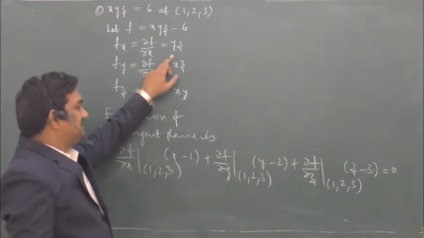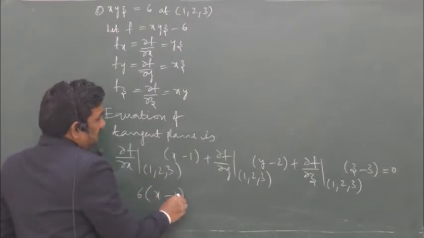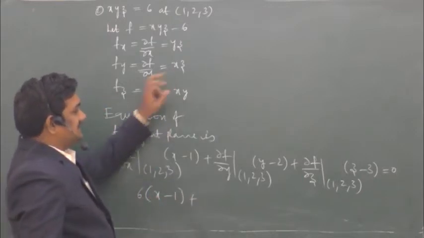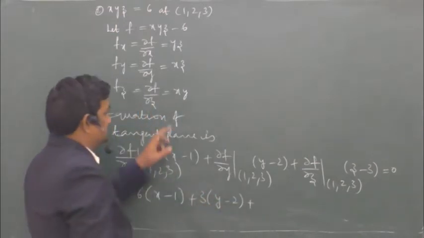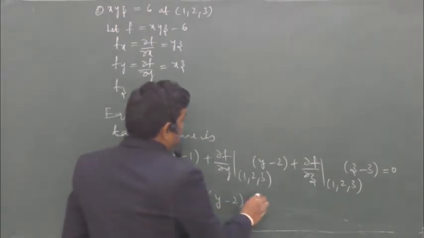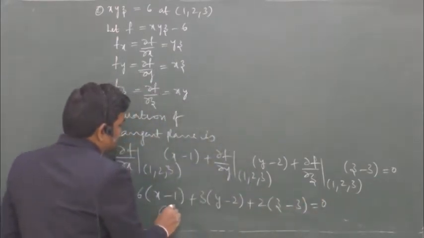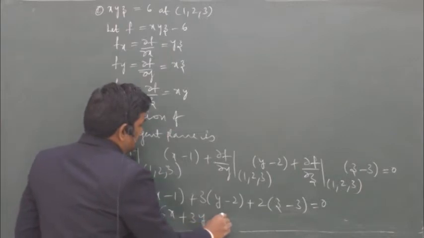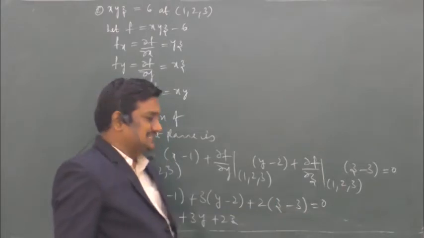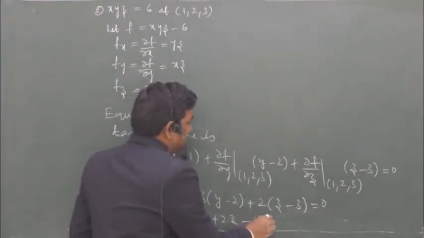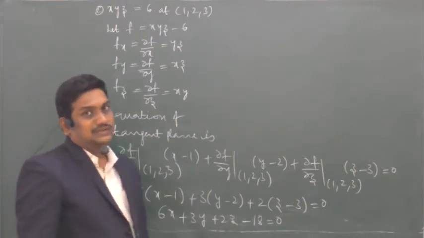Substitute y equals 2 and z equals 3. It will be 6. 6 into x minus 1, and this is xz. It is 3. 3 into y minus 2. It is xy. This is 2 into z minus 3 equals 0. This is 6x plus 3y plus 2z minus 6 minus 6 minus 12 minus 12 minus 6 minus 18 equals 0. This is the equation of the tangent plane to the given surface at the point (1, 2, 3).